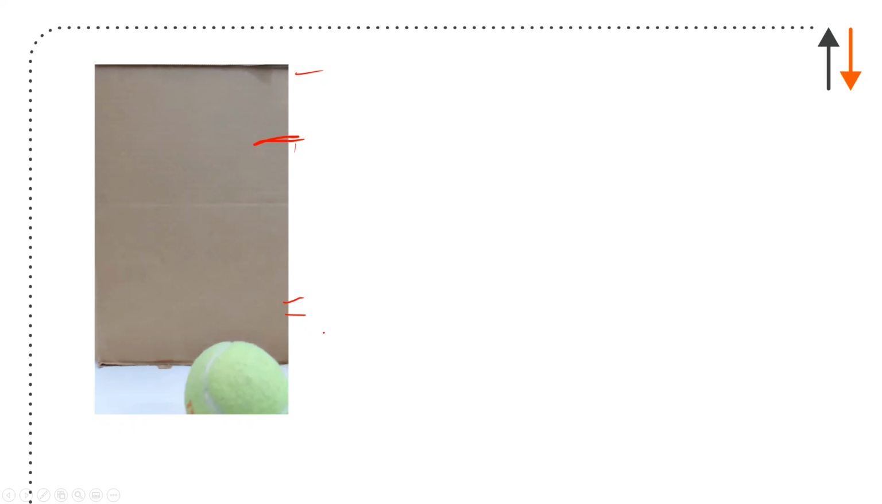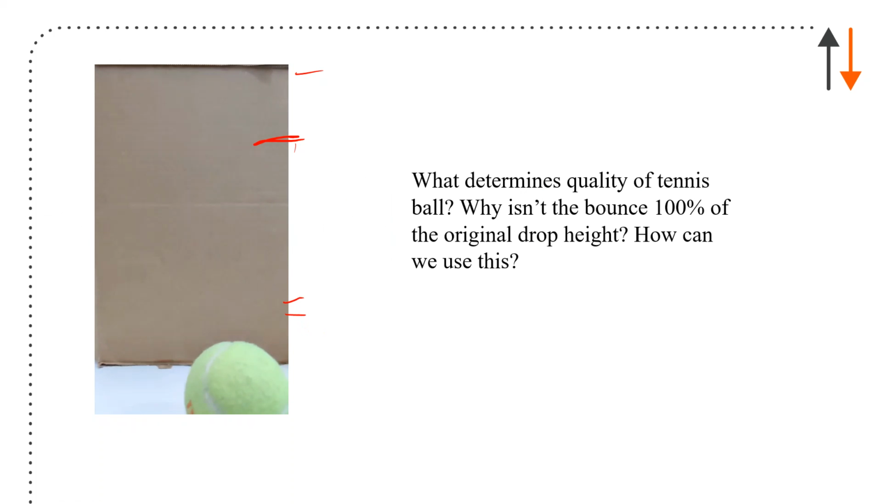So what determines the quality of tennis balls? Why isn't the bounce 100% of the original drop height? How can we use this type of information? And what does this do in terms of informing engineering decisions, and potentially forensics and all sorts of things, as you go through and try to analyze accidents?